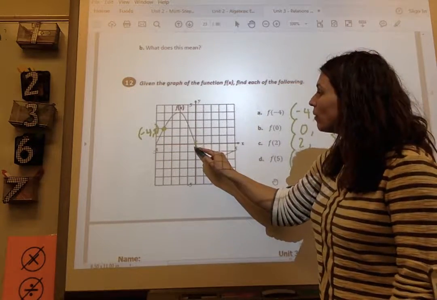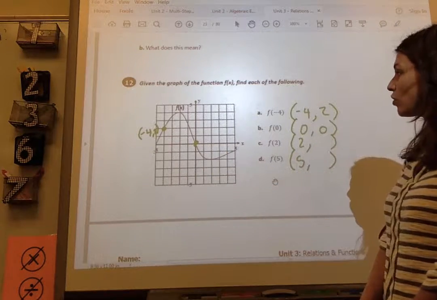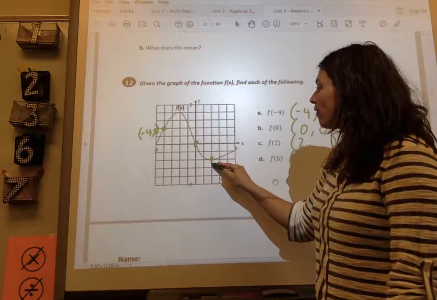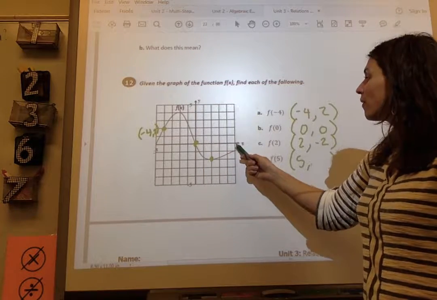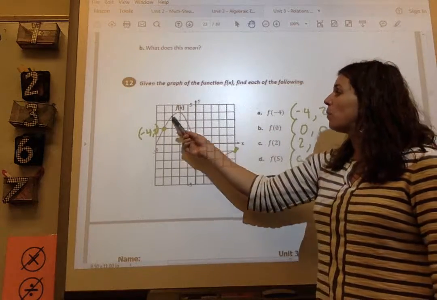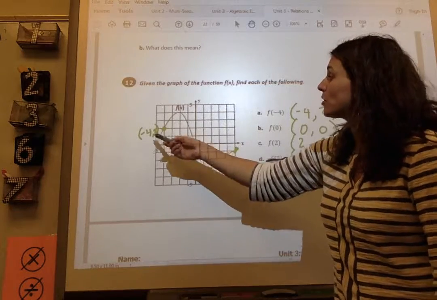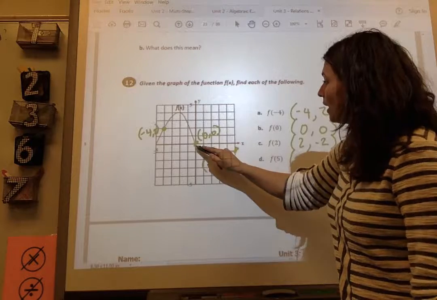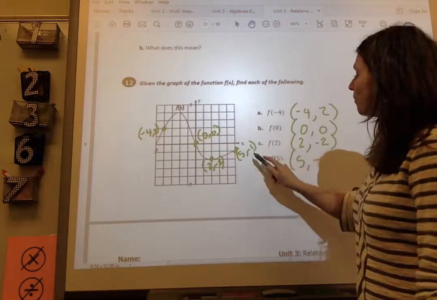When x is 0, where's my graph at y? It's at 0. So it takes the origin. When x is 2, where's my graph? At -2. When x is 5, what's my y value? -1. So you'll see these points, because those lie on the graph, and these points, I can put -4, 2. This point here is 0, 0. This point here is 2, -2. And this point here is 5, -1.